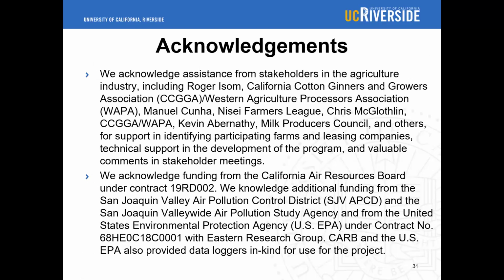So finally, I want to acknowledge a lot of help from stakeholders in the agriculture industry, Roger Isom and Manuel Cunha from the Cotton Ginners and Growers Association and the Farmers League, Chris McLaughlin and Kevin Abernathy as well. And then I acknowledge our funding sources that I talked about in the beginning, from CARB, San Joaquin Valley Air Pollution Control District, US EPA, and the San Joaquin Valleywide Air Pollution Study Agency. And with that, I'm done with the main part of the presentation.